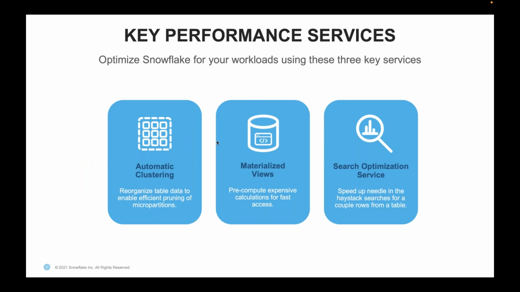Now let's talk about the key performance services. How does Snowflake give optimal performance? What is required is these three services, called automatic clustering, materialized views, and search optimization services. What is automatic clustering? It is basically Snowflake's way of distributing the data. Snowflake uses micro-partitions for writing its data. So this is automatic clustering.